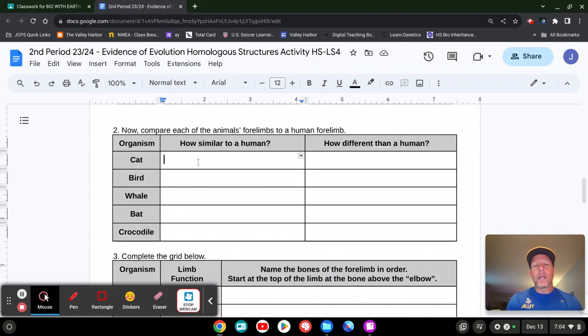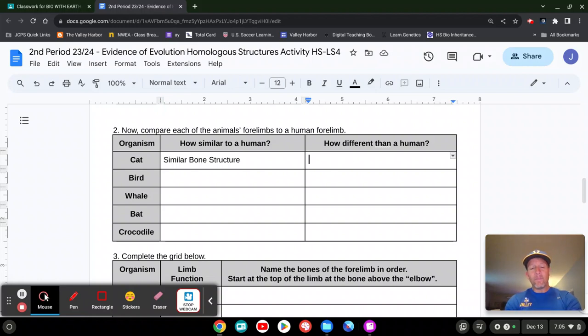So you'll simply type those in, and for some of these, you might just put a similar bone structure, right? Similar bone structure, meaning that all of them have those humerus, whatever. But how is it different? Now, this is the important one, right?